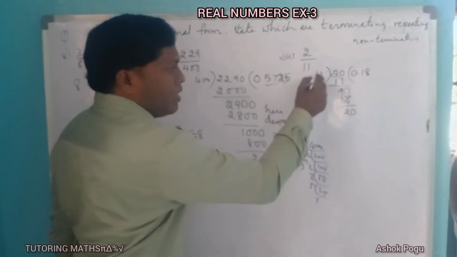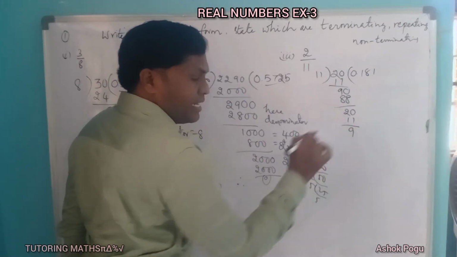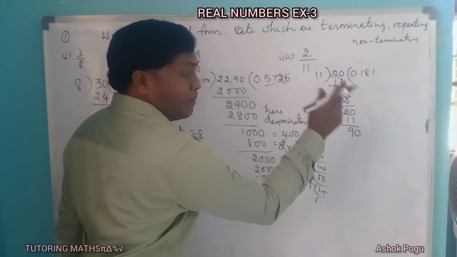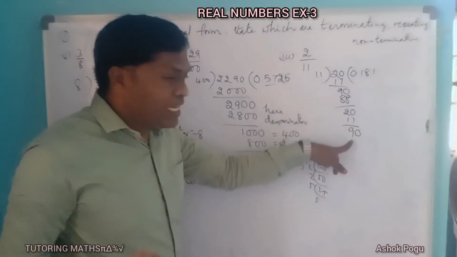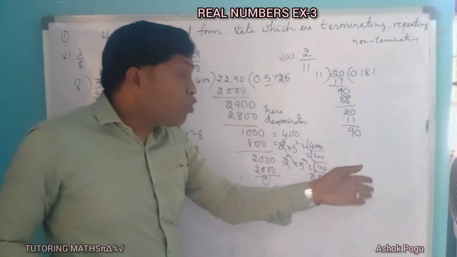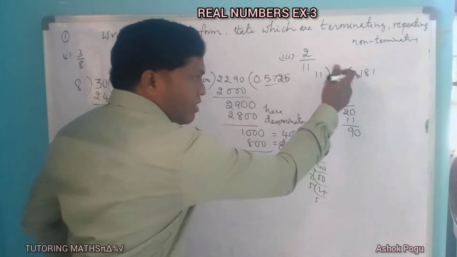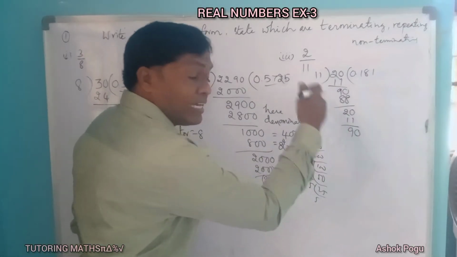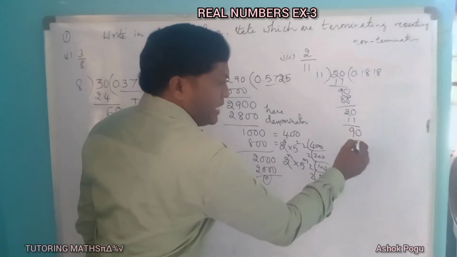Take 20, means 0. 11 ones are 11. And again you get 9. Isn't it? You take 0. Already 90 is repeated. Observe here properly, my dear students. Here 90, again we have got 90. Means the process continues. There will be no end. So therefore it is called a non-terminating repeating decimal.